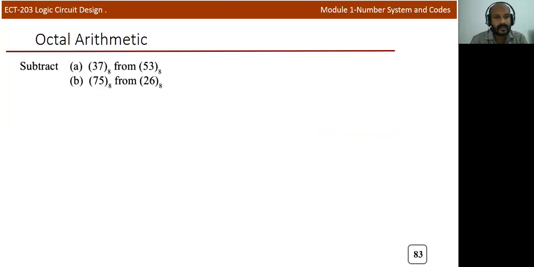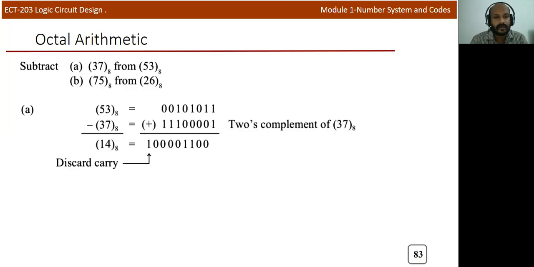Now we'll discuss the subtraction operation in octal by the binary method. The first case is 37 and 53. We need to perform 53 minus 37, actually 53 in base 8 and 37 in base 8. Here you can see that the second number is a negative number, so we'll perform 2's complement subtraction. So 53 and next one is minus 37.